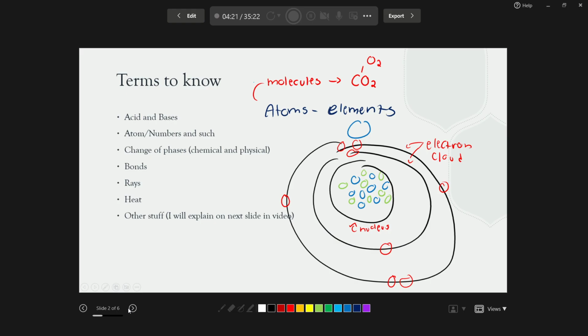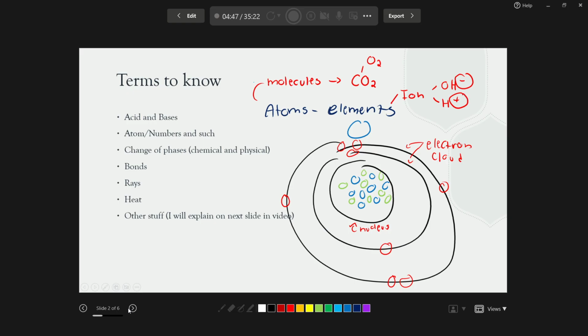When an atom loses or gains an electron, it becomes a positively or negatively charged atom. If it loses or gains an electron, it is called an ion. And with acids and bases, these are ions. You can tell if it has gained or lost an electron because if it is negative, it has gained an electron, and if it is positive, it has lost an electron.